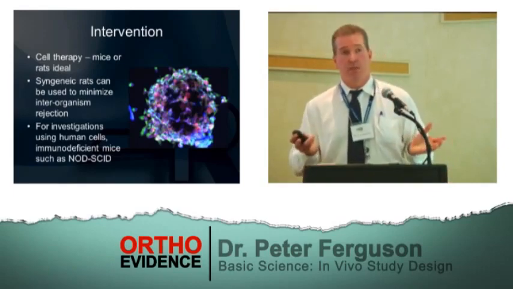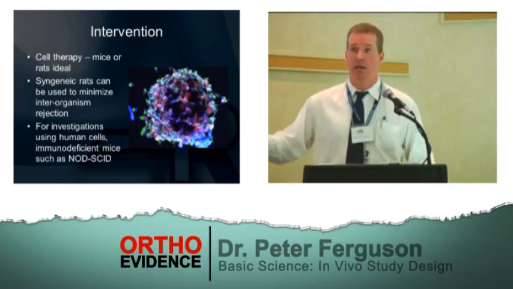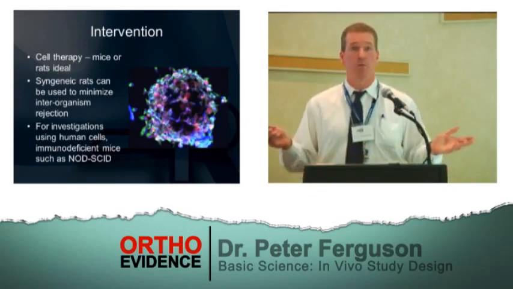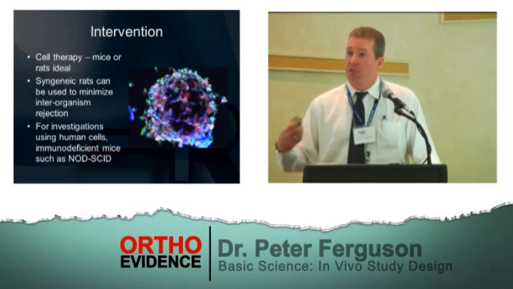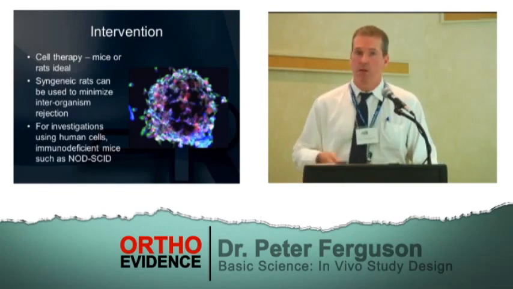If that's the case, then you can get syngeneic rats so that there's no rejection. Okay, you can take cells from one individual Wistar rat and inject them into another, and they won't be rejected. If you're looking at using human cells, studies of human cancer or other types of interventions, then you really have to use immunodeficient mice, for example, the NOD-SCID mice that we talked about last night a little bit.